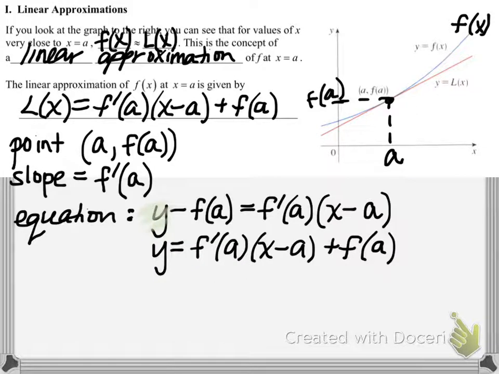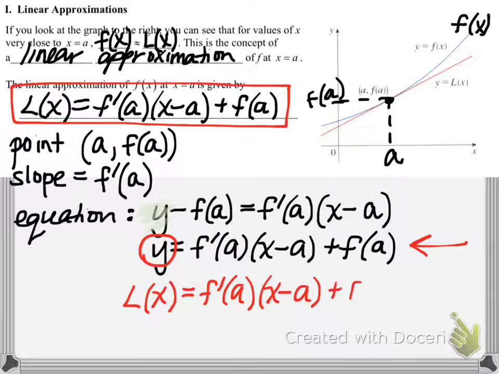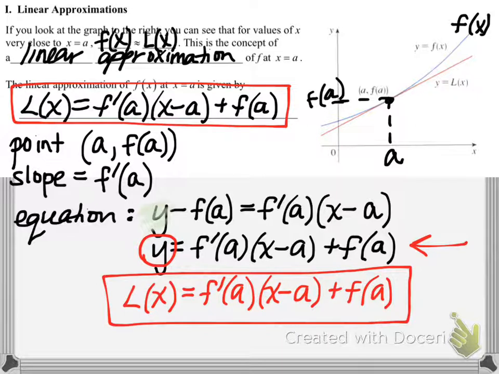And notice this equation that we just wrote here is exactly the equation that we wrote above. The only difference is, instead of calling this equation y equals, they replace y with L of x. So they write L of x is equal to f prime of a times the quantity x minus a, plus f of a. So this is just an equation for the tangent line, with it labeled as L of x instead of y.